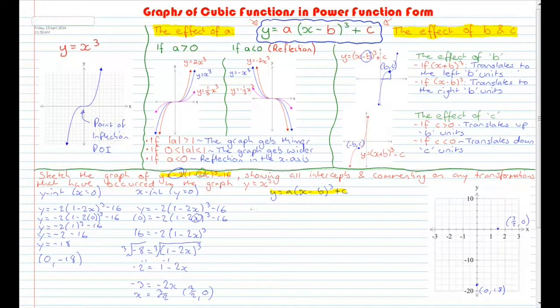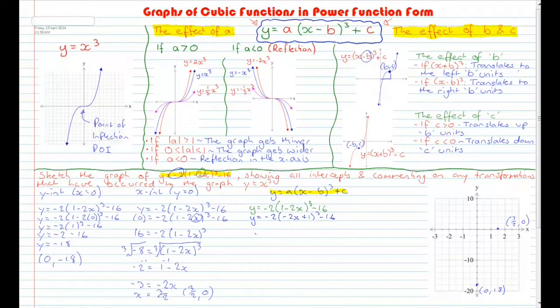So what we've got is y is equal to negative 2(1 minus 2x) cubed minus 16. Converting that now, we're going to have to rearrange the brackets first of all. So we go y is equal to negative 2(negative 2x plus 1) cubed minus 16. All I've done is just swap the order of that. Now I can't have an a value out the front of the x, so I need to take out the a as a common factor.